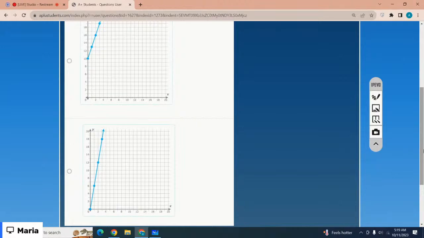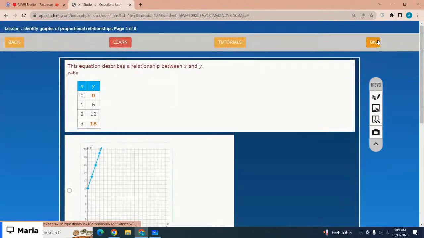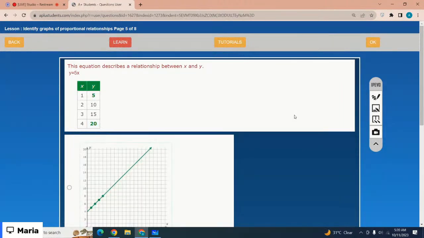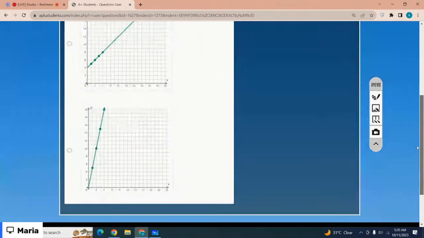Yes, the correct option is the second one. Very good. Okay, this equation describes a relationship between x and y. So the values are 1, 5, 2, 10, 3, 15, and 4, 20. Which is the correct option? 1 or 2?